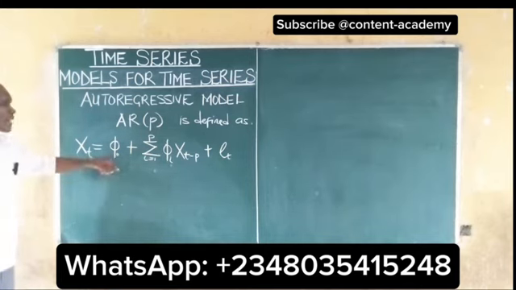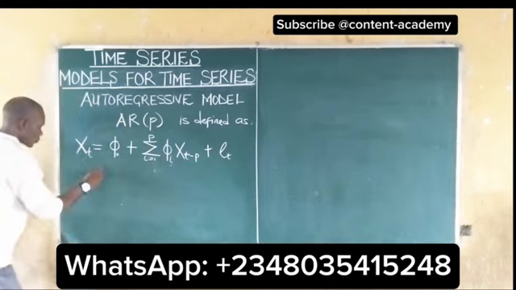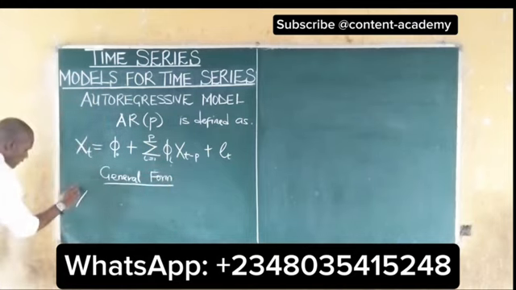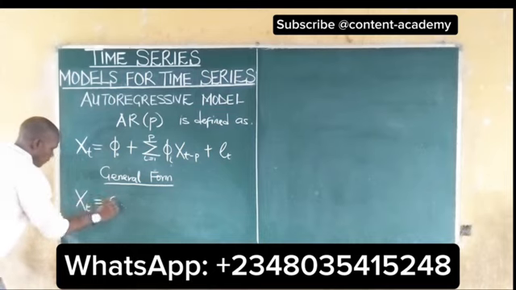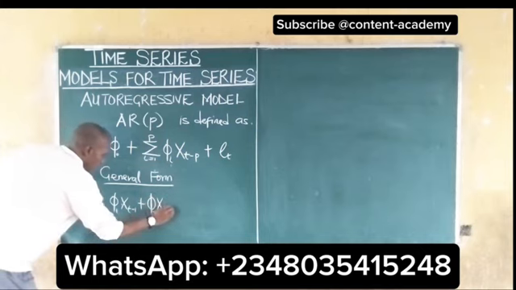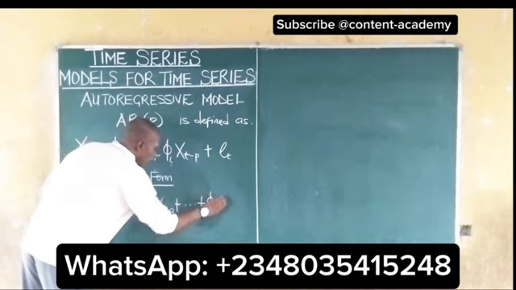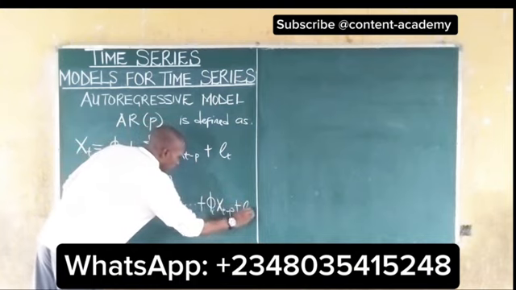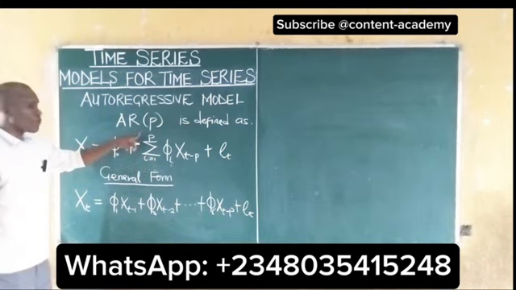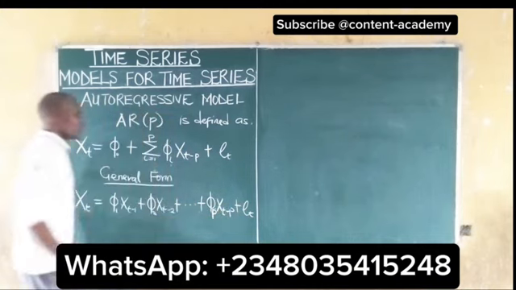Now, this model we have here, we can write out the general form. After writing it out, we'll also define the parameters. The general form of this model can be written as x_t equals phi_1 x_{t-1} plus phi_2 x_{t-2} plus, then continues, plus phi_p x_{t-p} plus e_t. This i ranges from 1 to p, so we can still write p here if you wish. This is the general form of the model.